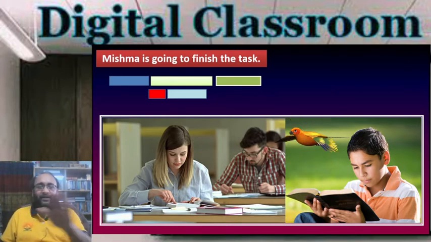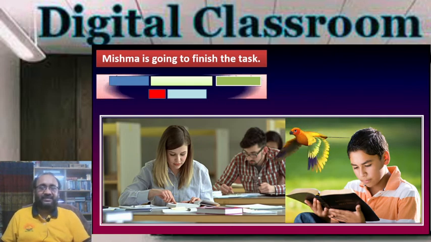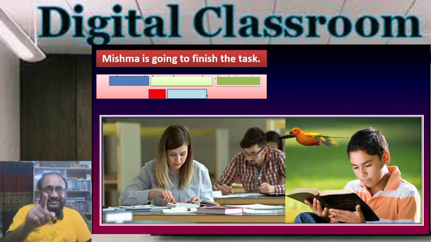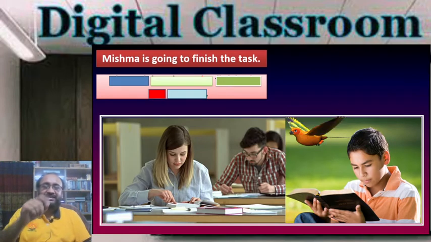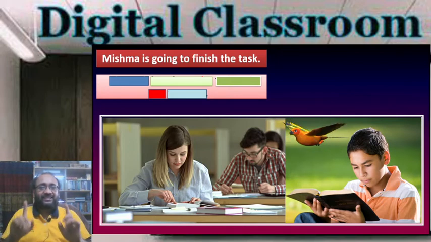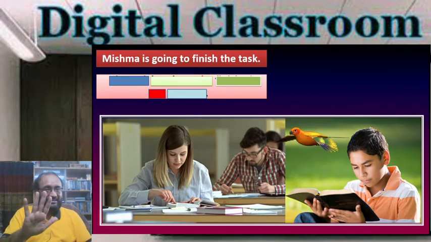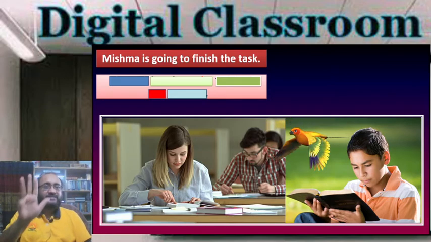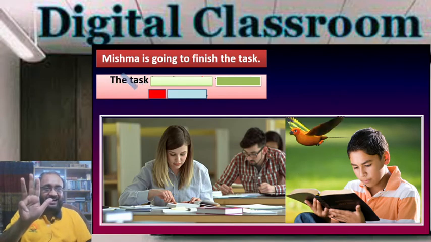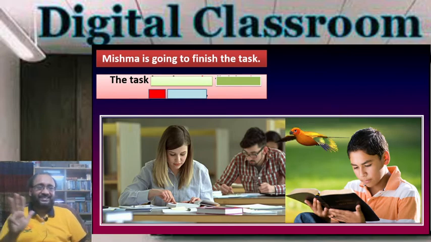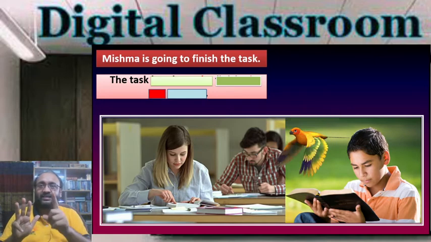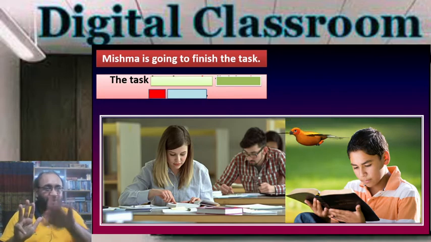So what is the object here? Can you tell me? After the verb there is an object. So the object is what? The task. You have to work in 5 steps. Number 1 is what? Object will be subject. So the task is number 1. Number 2, auxiliary verb. You have to give the auxiliary verb. So the task is going to. We have to write is going to.